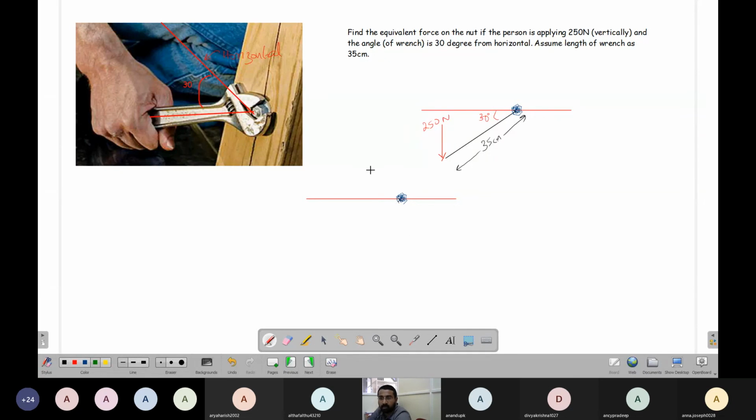So let's say there could be some force in this direction. There could be some force in this direction also, and there could be some moment also. I can assume it in any direction I want. I'll call this force Fy, this force Fx, and this moment M at the nut. This is the nut. So this is my system 1. This is my system 2. There is a wrench on it, but the wrench is insignificant because I am transferring that load.